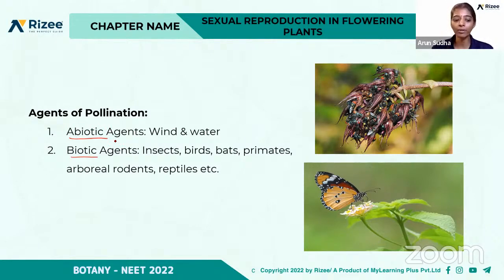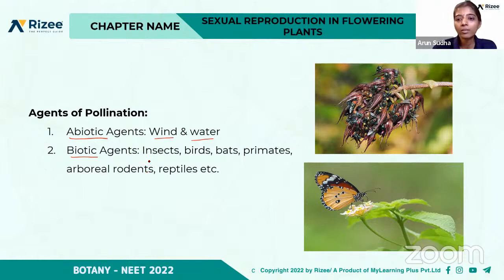Under abiotic agents, we are going to see about the wind and the water as an agent, and under biotic agents we are going to see about the different agents like insects, birds, bats, primates, and then arboreal rodents, that is those that are living in the trees, and reptiles. They also act as an agent for pollination.